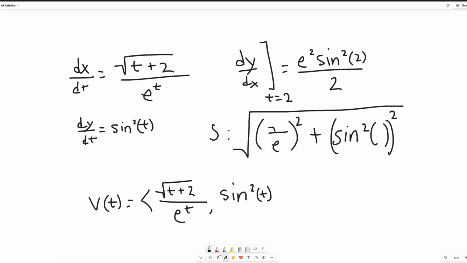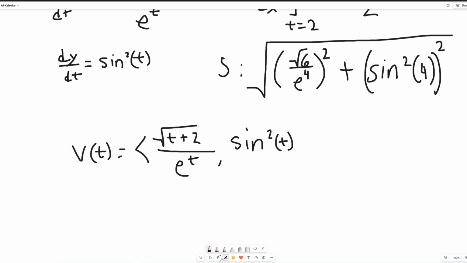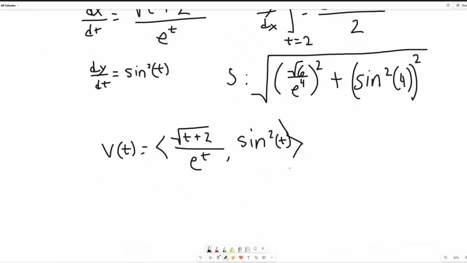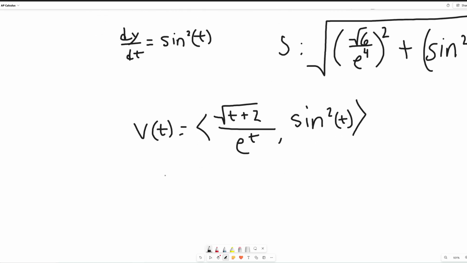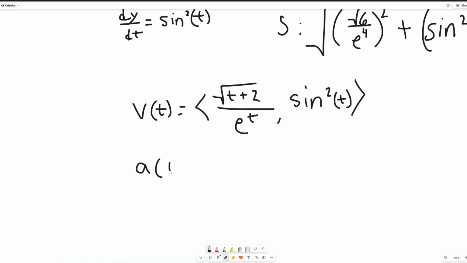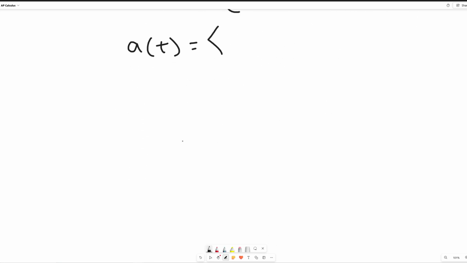So it should actually be square root 6, e to the 4, and then sine squared of 4. Anyways, sorry for that mix-up. This is our velocity vector. Okay, and now what we know is our acceleration vector is just the derivative of our velocity vector. So let's take this derivative first, down here.